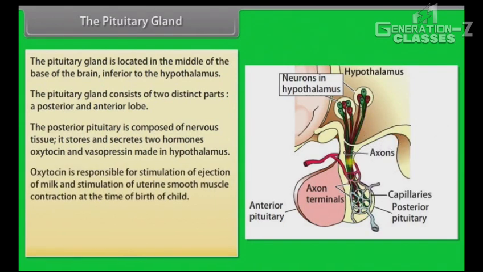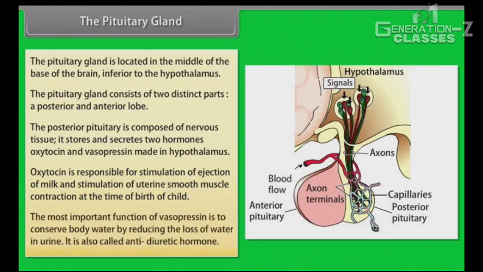Oxytocin is responsible for stimulation of ejection of milk and stimulation of uterine smooth muscle contraction at the time of birth of a child. The most important function of vasopressin is to conserve body water by reducing the loss of water in urine. It is also called antidiuretic hormone.